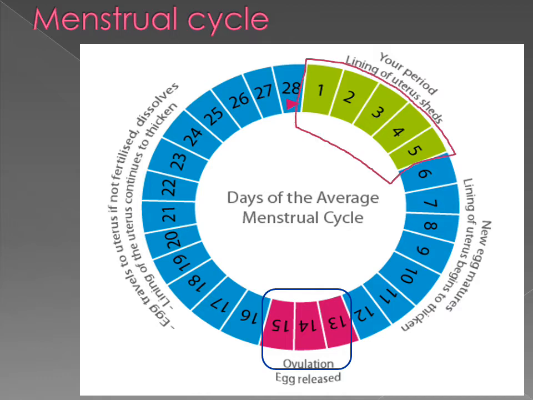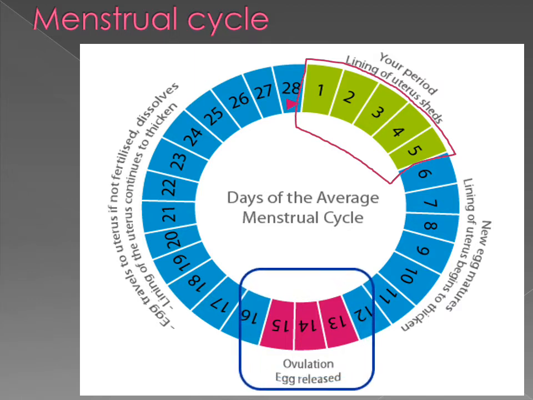So the first 5 days we call menstruation, and here we call it ovulation. Ovulation happens in the mid cycle and only one day. It's either day 14 or 13 or 15. It is one of these days when an egg is released, only one egg is released from either one of the ovaries found in a female body. Only one egg is released usually, and this is called ovulation.